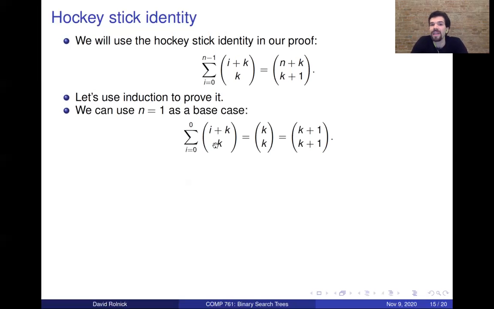This is the sum of one thing, and that one thing is k choose k, and that thing is equal to 1, and so it's definitely equal to the right-hand side, which is k plus 1 choose k plus 1. Great, our base case is done.